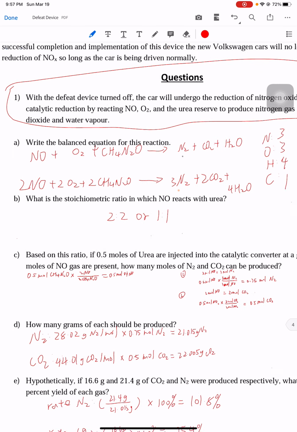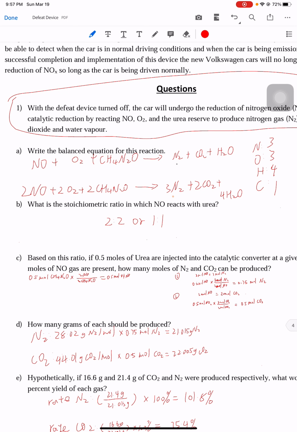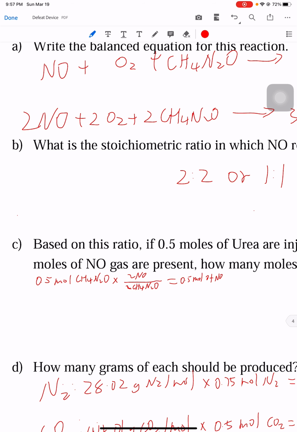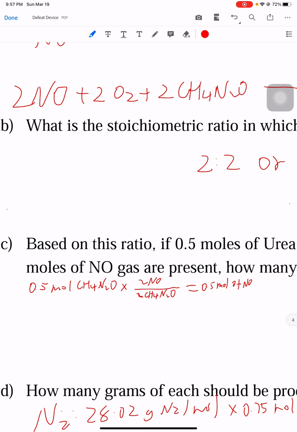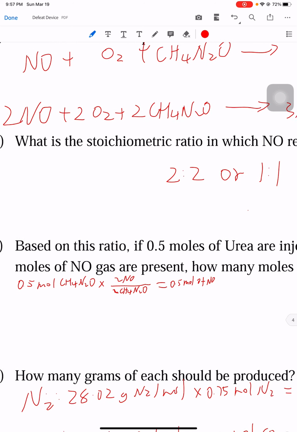So the third question is about a mole reaction. We can get the mole of NO first. It's 0.5 mole CH4N2O times 2NO to 2CH4N2O. It's 0.5 mole of NO.